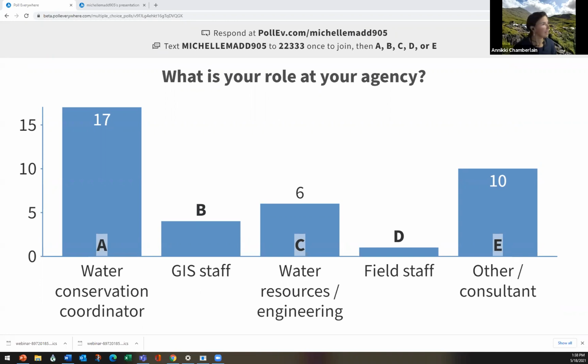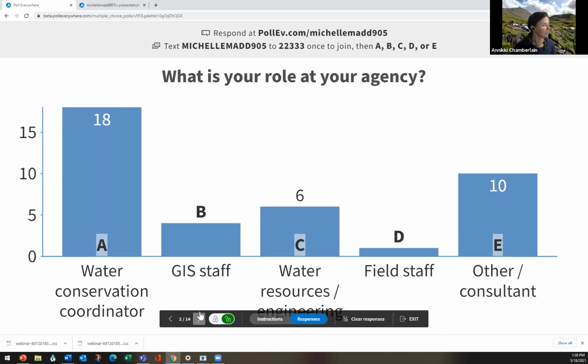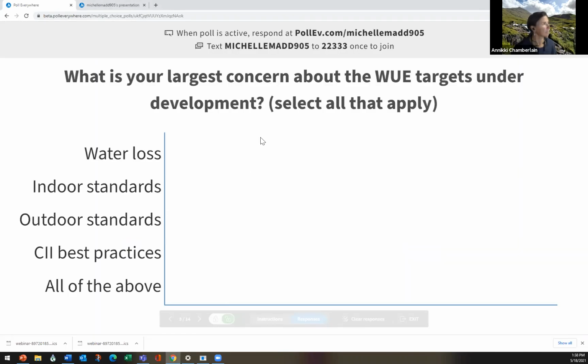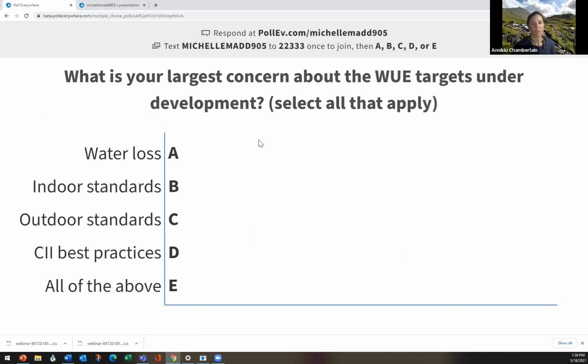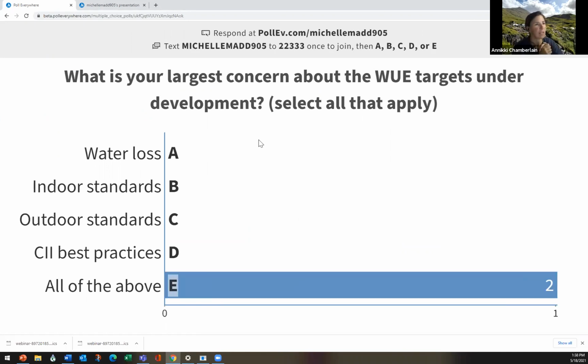All right, well, that looks like it's slowed down a bit. So we can do one more question if you're ready, Elizabeth. Okay. So this one you can select multiple, at least I think that's how I set it up. If not, then I guess you only get one. So what's your largest concern about the WUE targets under development?